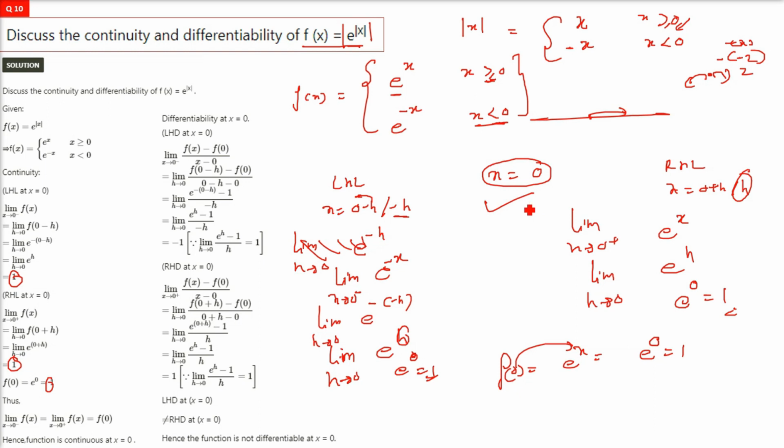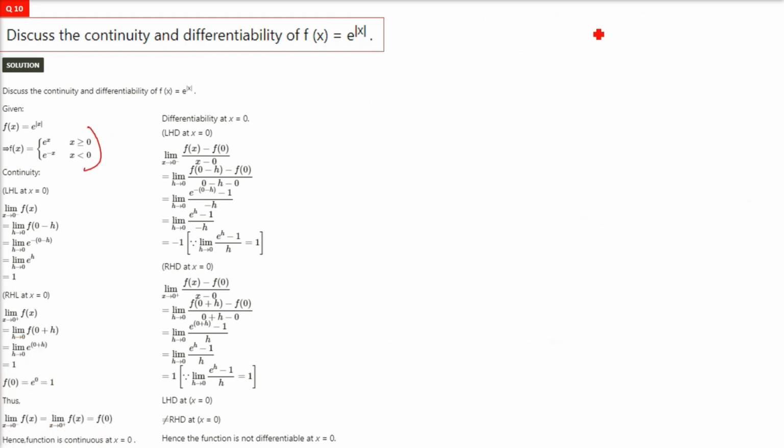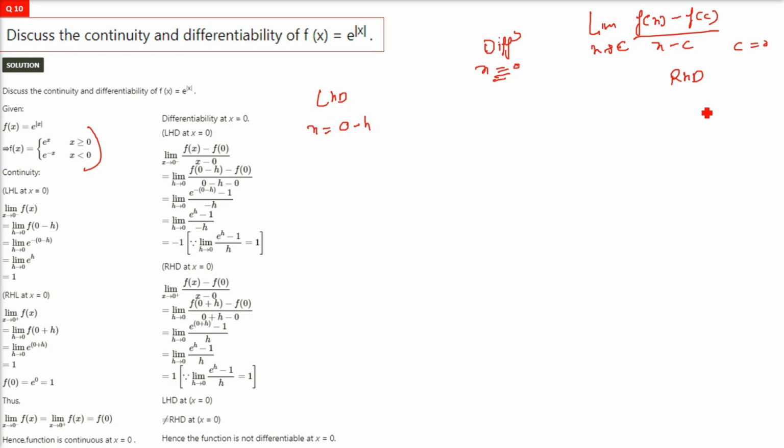Now we'll turn our direction towards the differentiability. Okay. So differentiability, the basic thing we have already done. That is, when x is greater than or equal to 0, x is less than 0, what will be the value of e raised to the power modulus x. So now we are coming to the differentiability. Left hand derivative, right hand derivative, the derivative is given by (f(x) minus f(c)) by (x minus c). c is 0 in this case. So limit x tends to c here. So we will take x as 0 minus h on the left part. Right part we are going to take x as 0 plus h. That is, x is negative h here, x is positive h here.